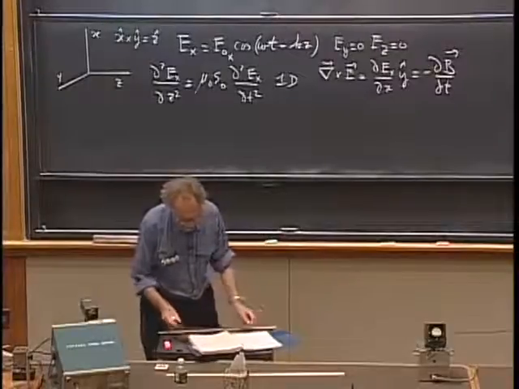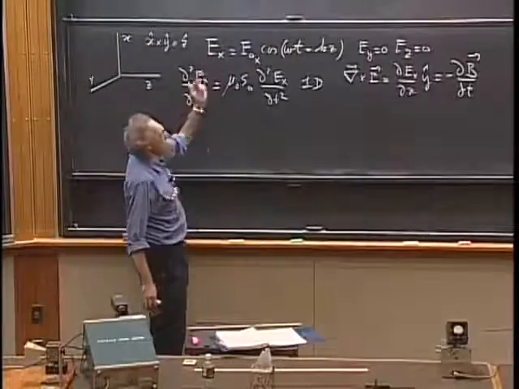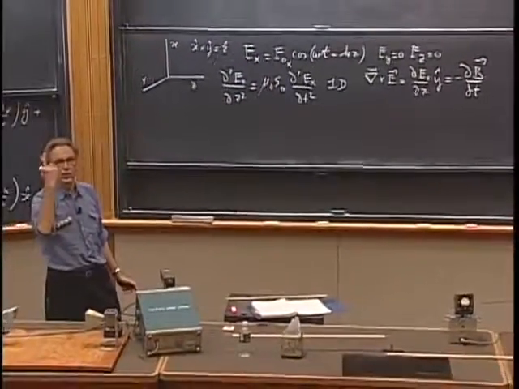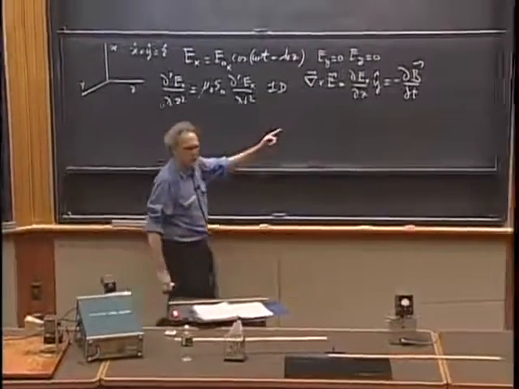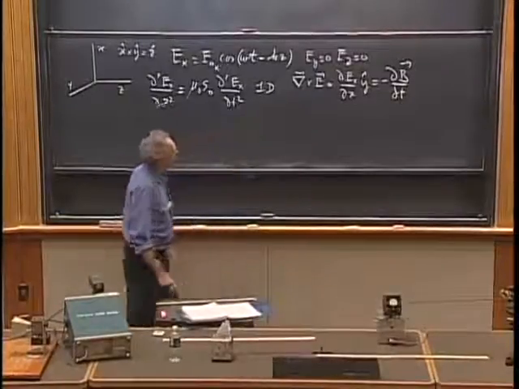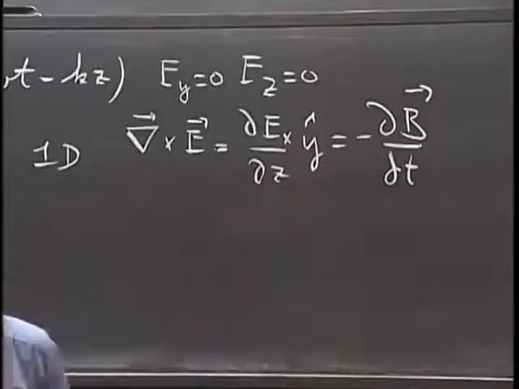So my question now is, what is B? So this is the traveling wave in the z direction, which has an E vector only in the x direction, as of now, and I want to know what is the associated B field. Well, for one thing, you can already see that the B field is going to be in the y direction.